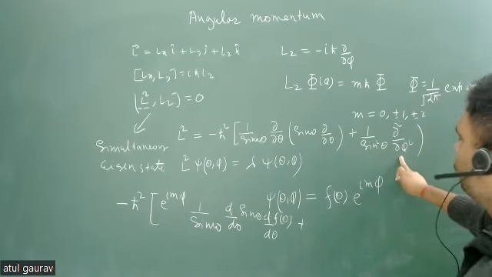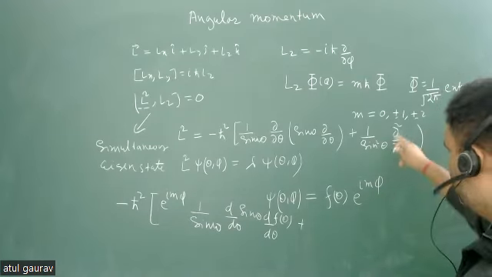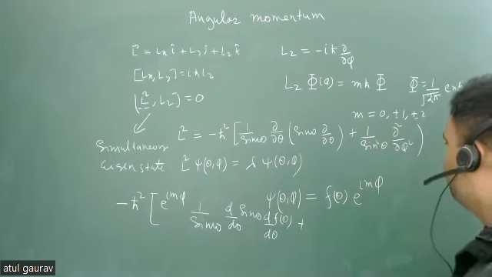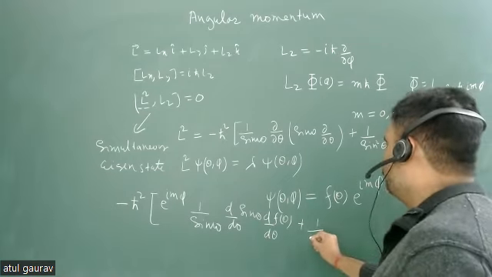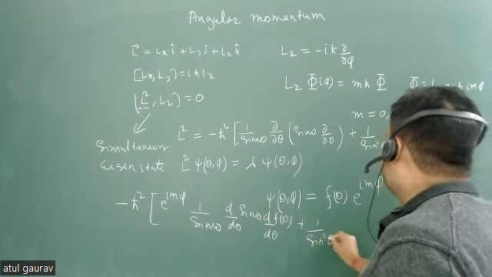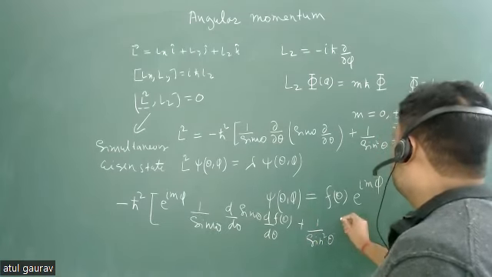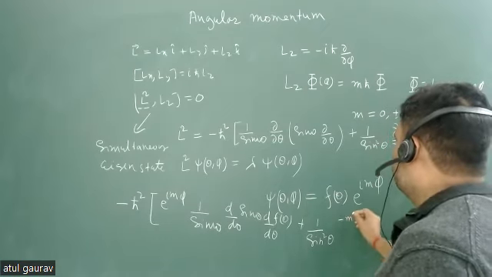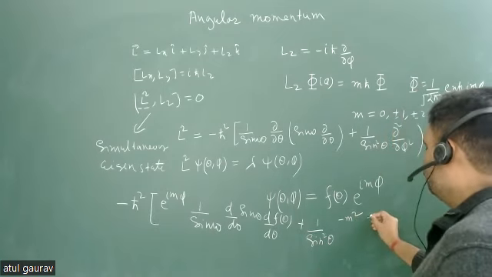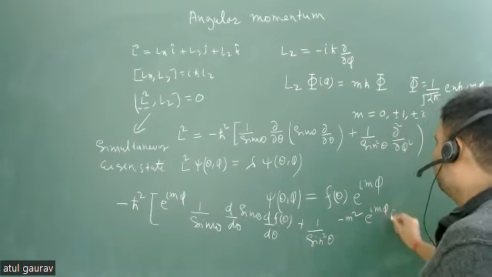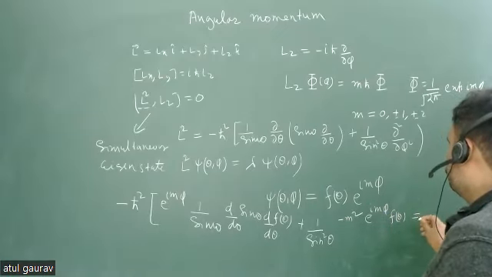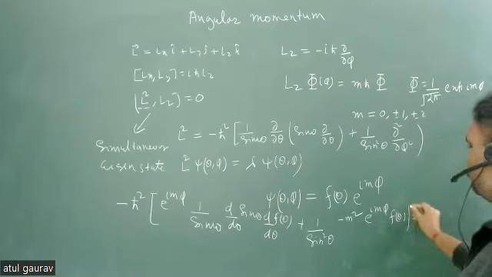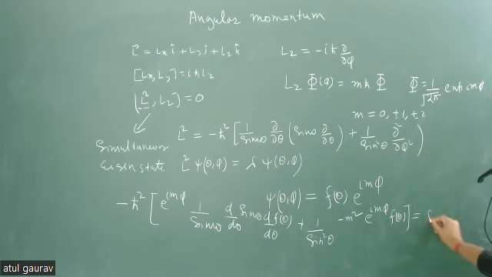So here we have to differentiate this thing twice with respect to phi. So we have 1 upon sine square theta, and if you are going to differentiate twice, Im into Im will come there. So this is minus m square e to the power Im phi f theta is equal to our thing, and this will be lambda f theta into e to the power Im phi.